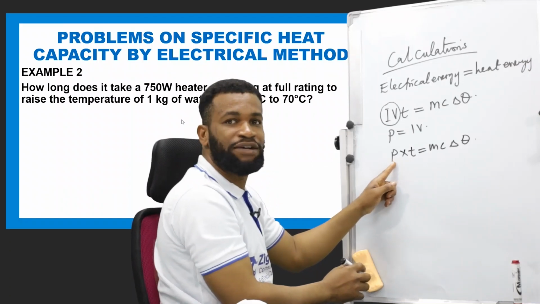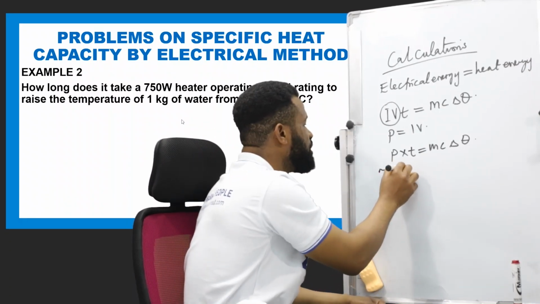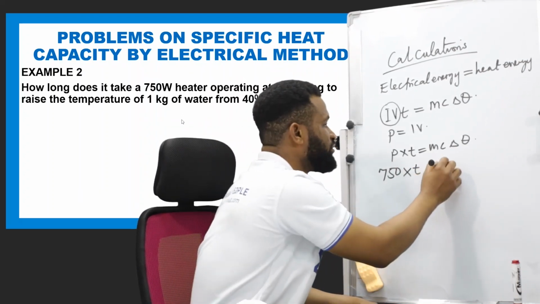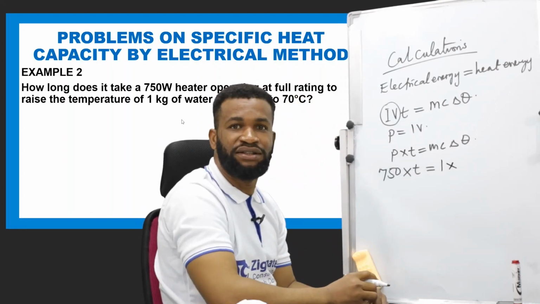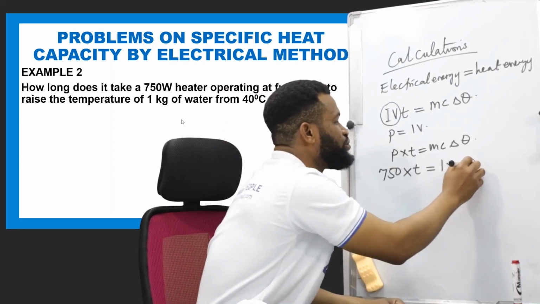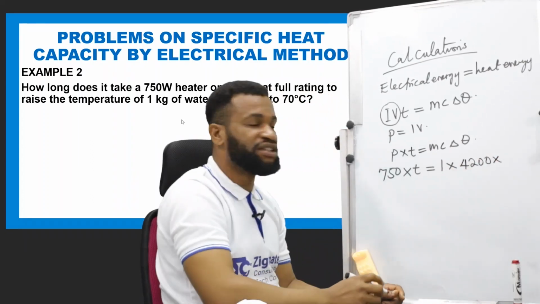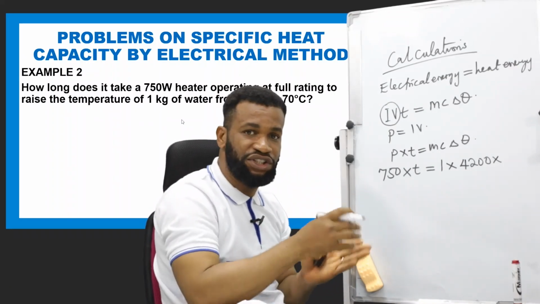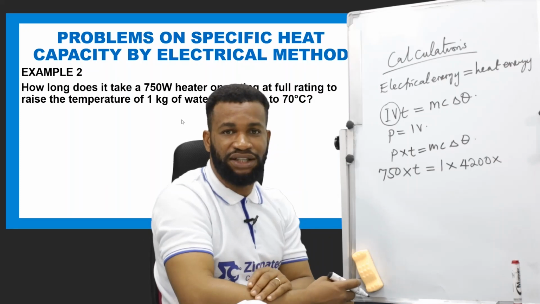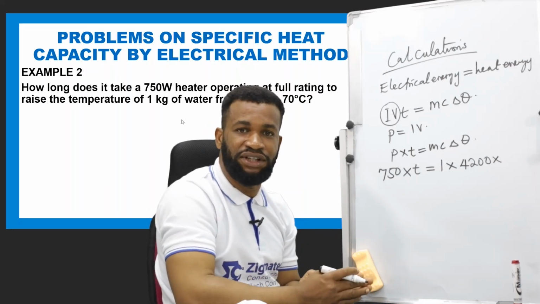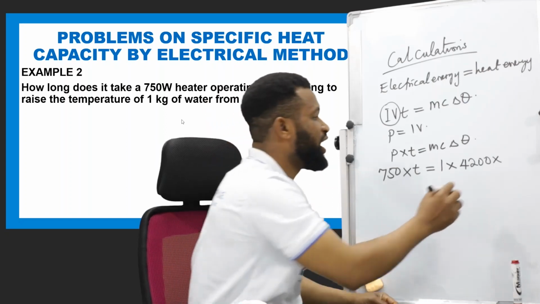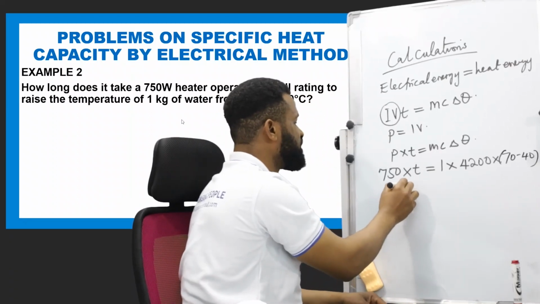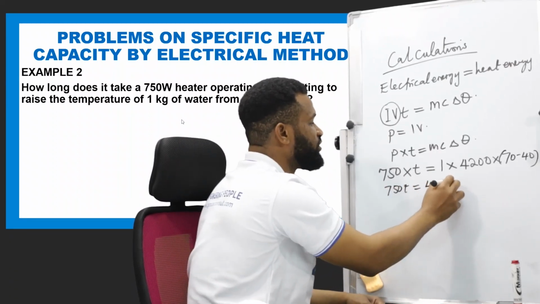The power is 750. 750 multiplied by time. I'm looking for time. I don't know what the time is. And the mass is 1 multiplied by the specific heat capacity of water, which is given as 4200, multiplied by the change in temperature. Change in temperature is always the subtraction of the temperatures involved, the initial temperature before heating and the temperature after heating. And that is going to be 70 degrees Celsius minus 40 degrees Celsius. Let me put it down for you to follow. So we have 750 T is equal to 4200 times 30.